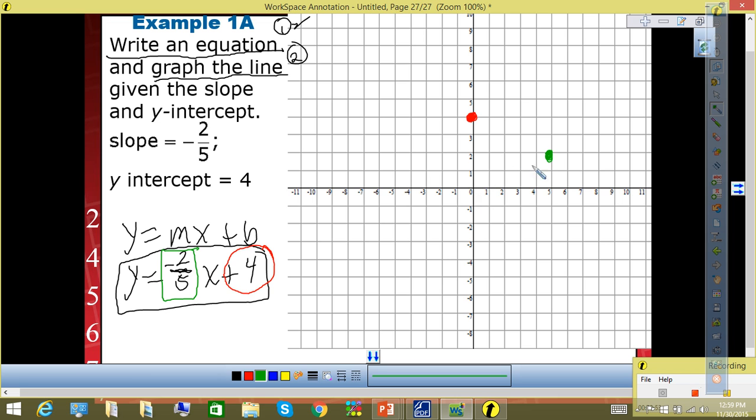From there, I use the same slope. Why am I going to use the same slope to do another point? Because what did we say it was? It was a constant rate of change. So let's see, from here, I'm going to use the same slope. 2 down, 5 to the right, 1, 2, 3, 4, 5. Could I continue going? Yeah. Why? Because at each point, the slope is the same. Is that correct? And now I can graph my line.